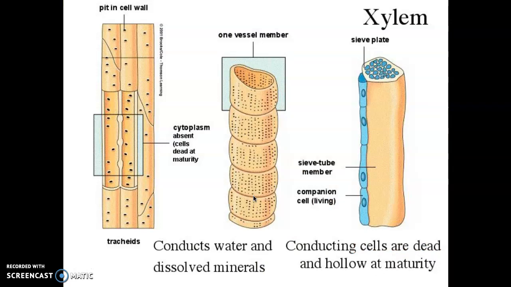This is kind of just an explanation. You have your tracheids right here, they're tapered. The cytoplasm is absent, and these are your vessels, right? You see how they're wider and more compact.